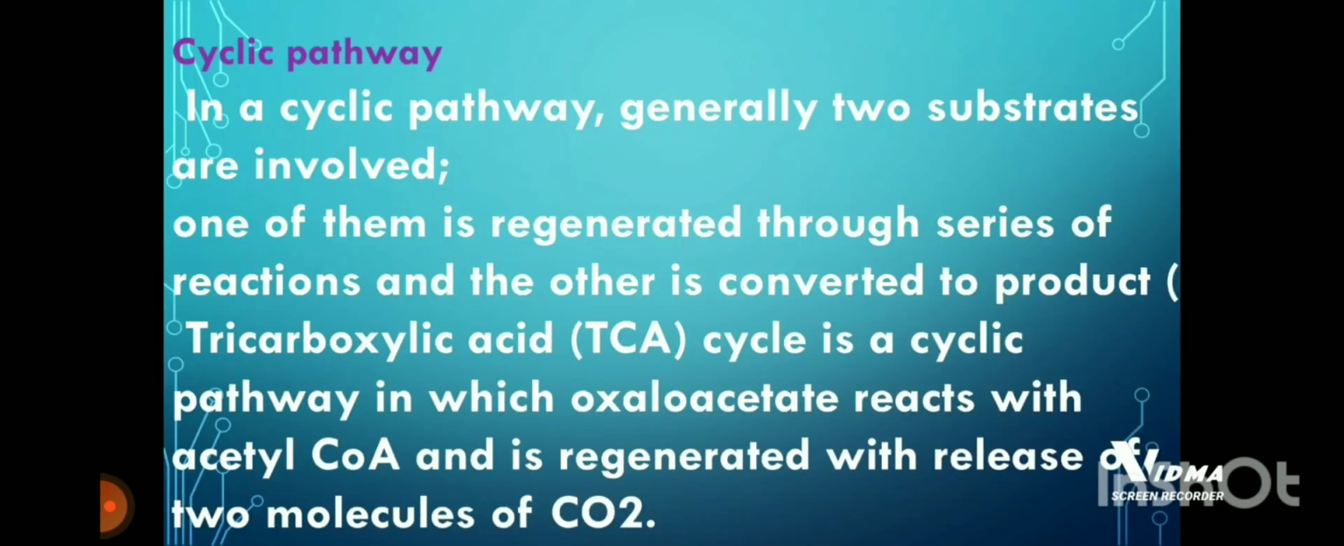Now the cyclic pathway. In the cyclic pathway, generally two substrates are involved. One of them is regenerated through a series of reactions and the other is converted into the product. The tricarboxylic acid cycle is a cyclic pathway in which oxaloacetate reacts with acetyl coenzyme A and is regenerated with the release of two molecules of CO2.